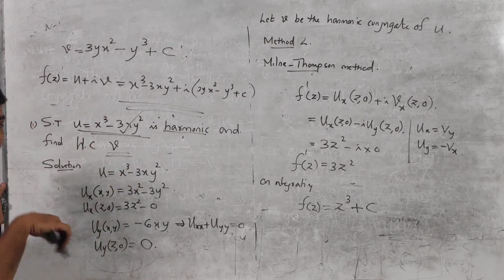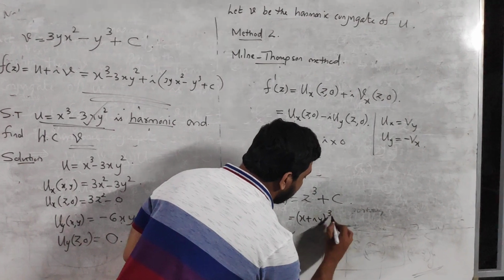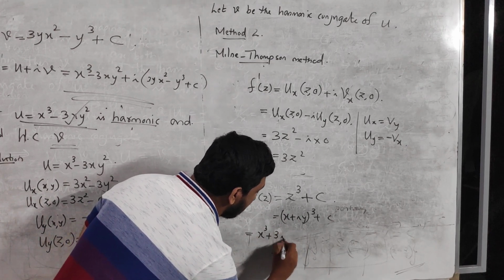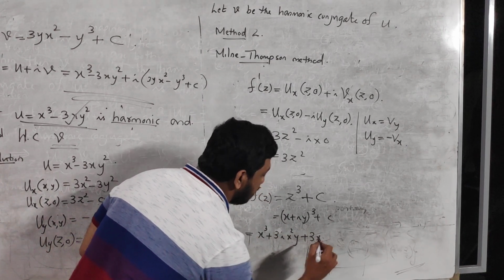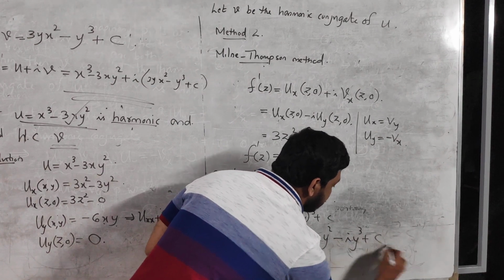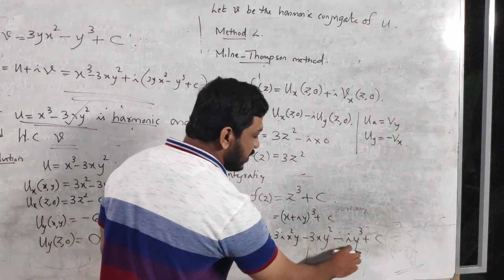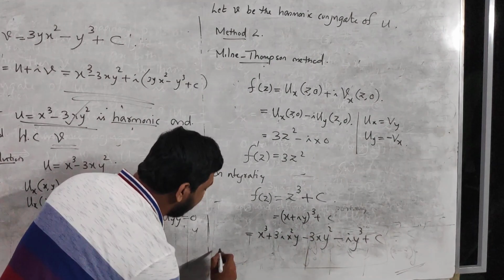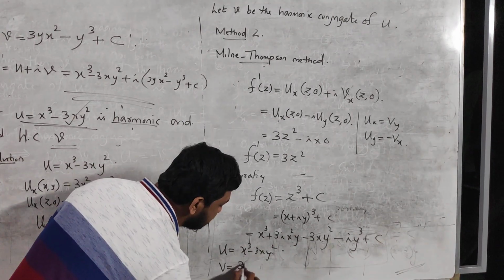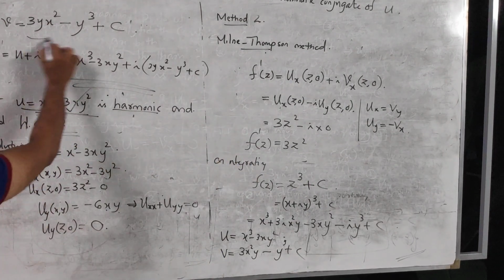Suppose your question is, show that u is harmonic and find the harmonic conjugate v. How are we computing that? All of you know, just separate the real and imaginary parts. What is that? (x plus iy) the whole cube plus c, correct? That is equal to x cube plus 3i x square y plus 3x i square y square, which makes it minus y square, plus i cube, which is minus i y cube, plus c. So x cube plus 3x square y minus 3x y square minus i y cube plus c. On separating the real and imaginary parts, u is x cube minus 3xy square and v is the coefficient of i, that is 3x square y minus y cube plus c.